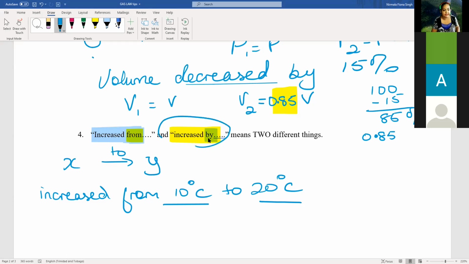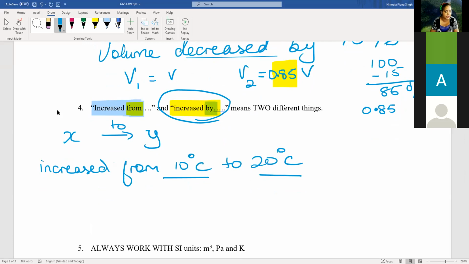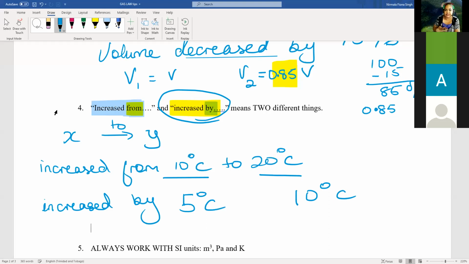By, when I say something increased by, that means I am telling you how much to add to your number. So let's check and see the English. If I said it increased by 5 degrees, suppose my original temperature was 10 degrees Celsius, and I said that my gas temperature increased by 5 degrees. What is my new temperature going to be?